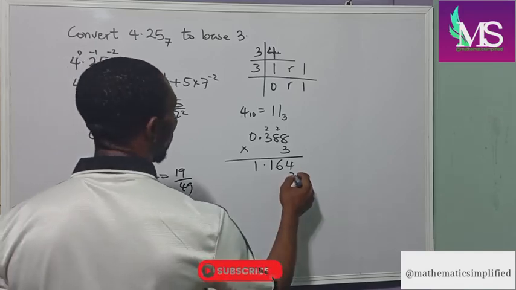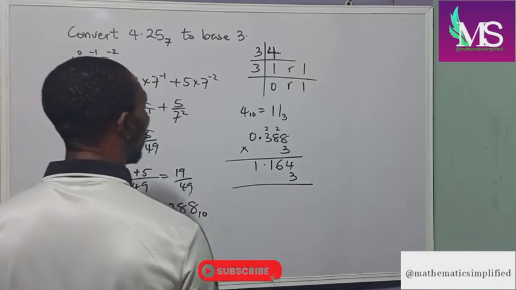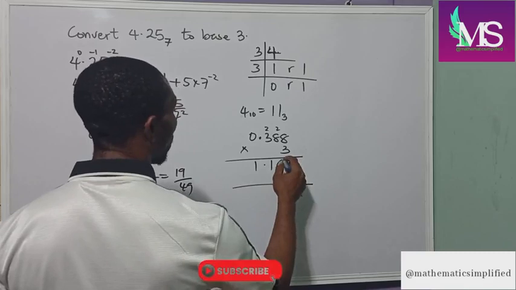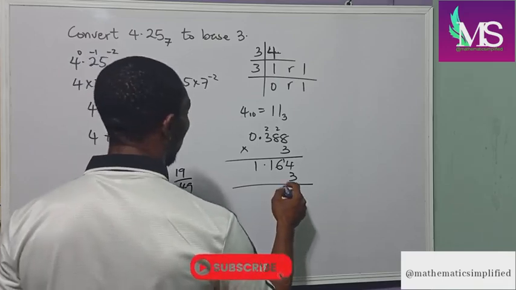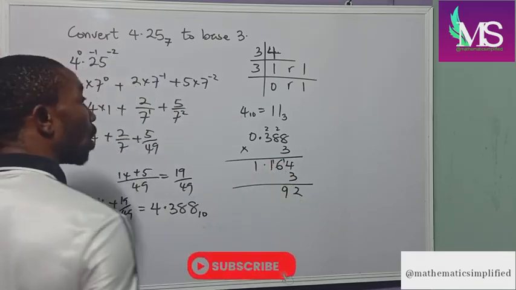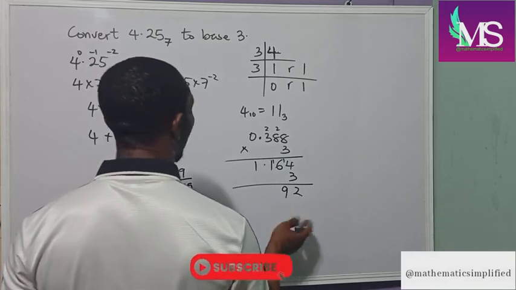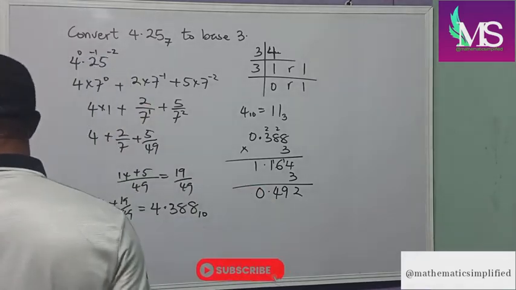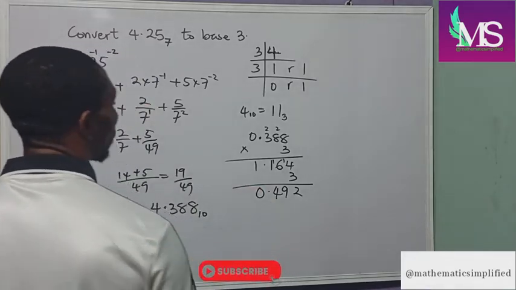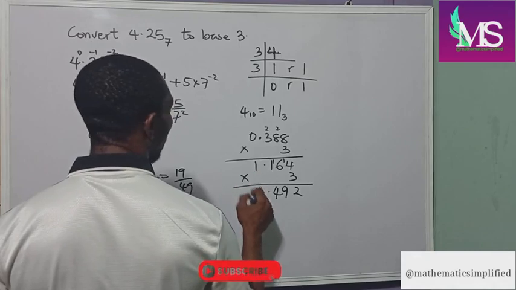Now, times 3 again. 3 times 4, 12. Write down 2, carry 1. 3 times 6, 18, plus 1, 19. Write down 9, carry 1. 3 times 1, 3, plus 1, 4. Okay, remainder 0. Alright, now we multiply by 3 again.